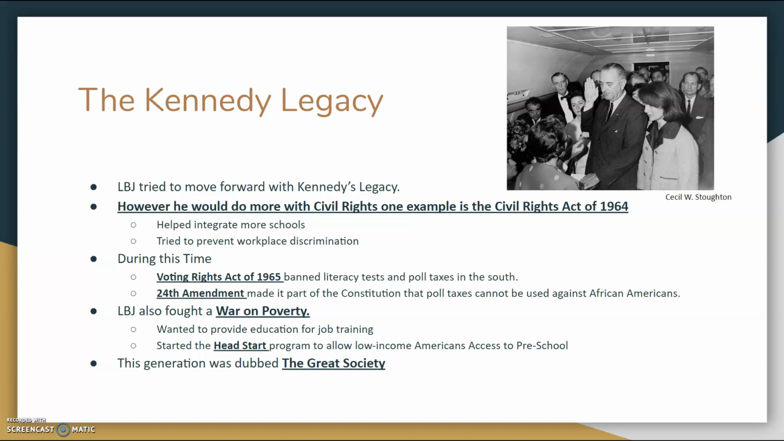Remember, Brown versus Board of Education was passed in 1954, but a lot of schools had not yet taken the process to integrate and put white kids and black kids in school together. So he helped push that forward and also tried to prevent workplace discrimination when it came to the black population. I believe it wasn't until the early to mid 1970s when North Carolina was the last state to fully integrate.